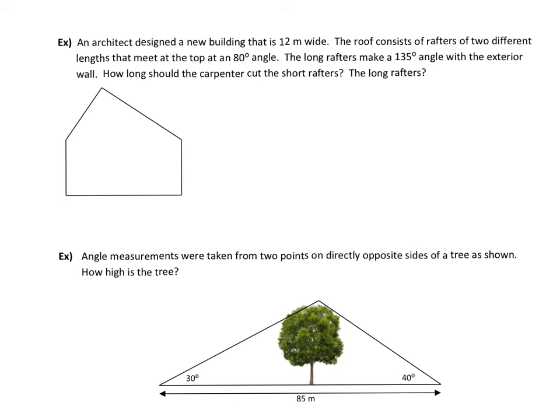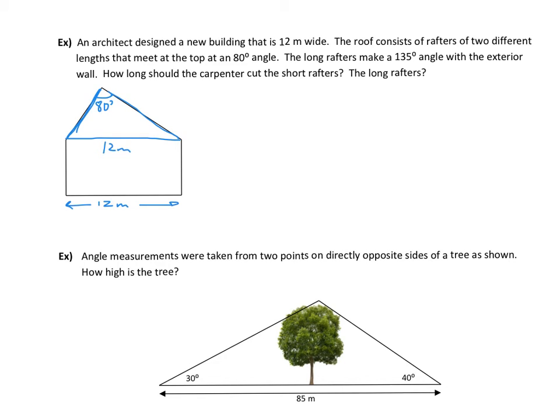An architect designed a new building that's 12 meters wide. So I'm going to mark that on the diagram. The 12 meters would be the width along here, which would be equivalent to the width along here as well. The roof consists of rafters of two different lengths. So the rafters are the parts that make up the peak of the roof, and they meet at an angle of 80 degrees here. The long rafters make a 135-degree angle with the exterior wall.